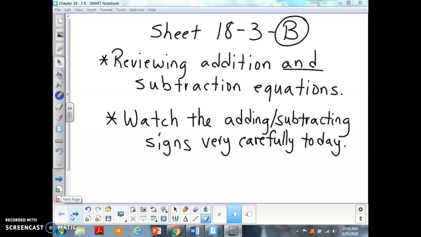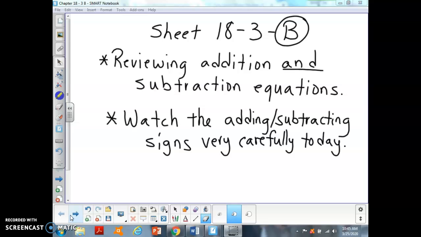Hello, fifth grade. Today, a short video on how to do the assignment, sheet 18-3-B. It's reviewing what we've been doing this week, but putting together on one sheet some addition and subtraction equations.